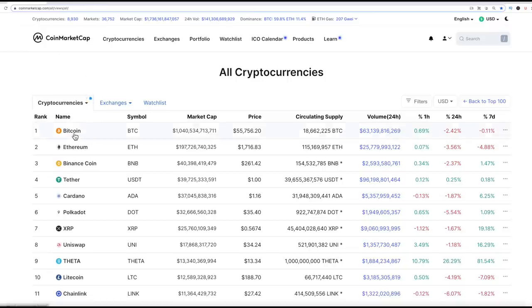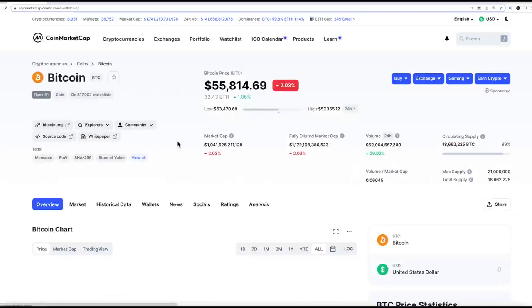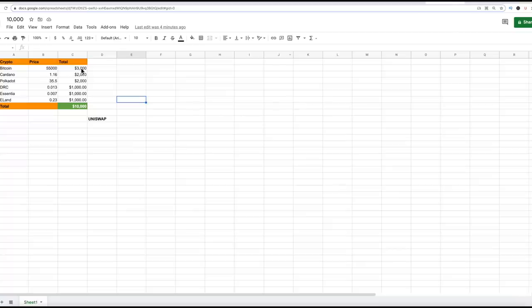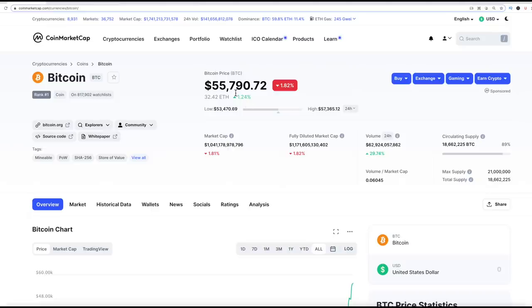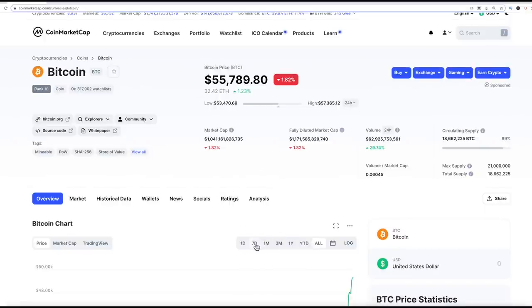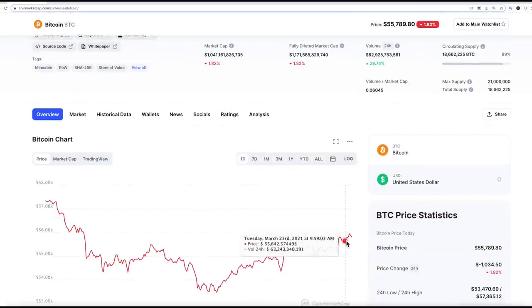So the very first one that you're going to do is Bitcoin. And this is your core position. You're just going to take out a nice solid position in Bitcoin. $3,000 worth, as you can see right here. So we're going to get $3,000 worth of Bitcoin at 55,000 thereabouts. Well, it's now at 789. When I was making this chart, it was at around 50,000, and it's going up.